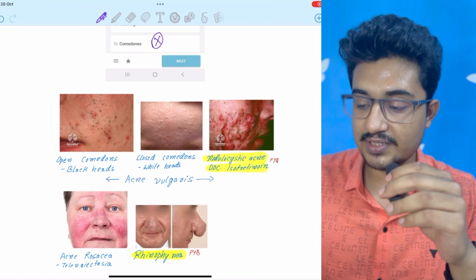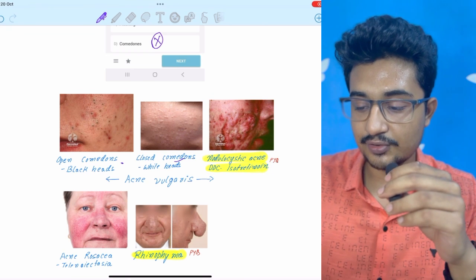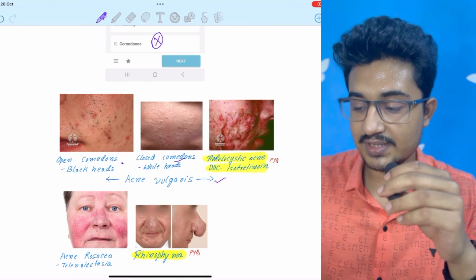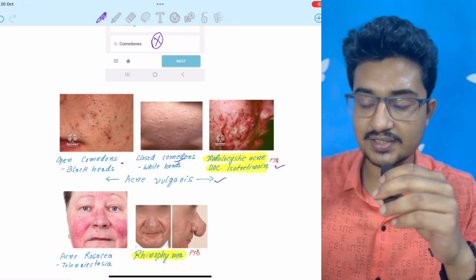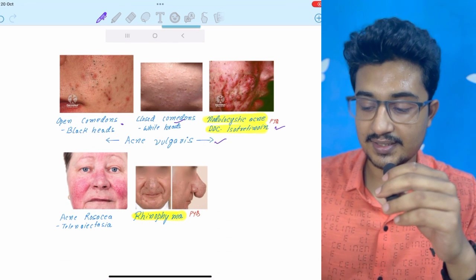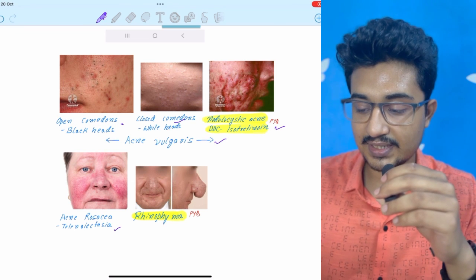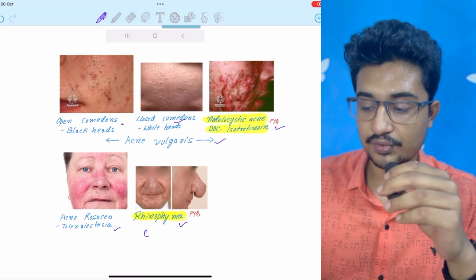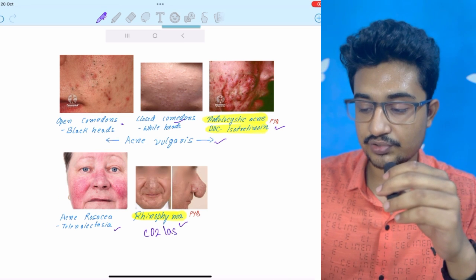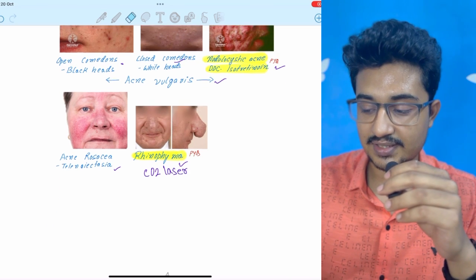In my digital image bank also, I had mentioned that open comedones, closed comedones, these are of acne vulgaris and nodulocystic acne, which is asked repeated number of times in the INICET. In acne rosacea, you will see telangiectasia, flushing. In fourth stage, you can see rhinophyma also, for which treatment of choice is CO2 laser excision.